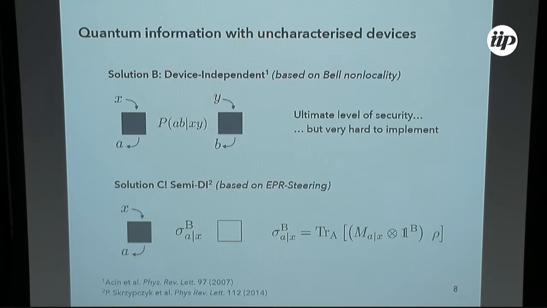But for the white boxes, we will assume that they are characterized, so they are trusted, in the sense that we know that, for instance, the white box B here is actually receiving a state which is the reduced state conditioned on some unknown measurements of Alice being performed on some unknown state rho. So the state rho and the measurement of Alice are kept unknown and uncharacterized, but however, the reduced state of Bob is now something that can be considered as an element of trust.